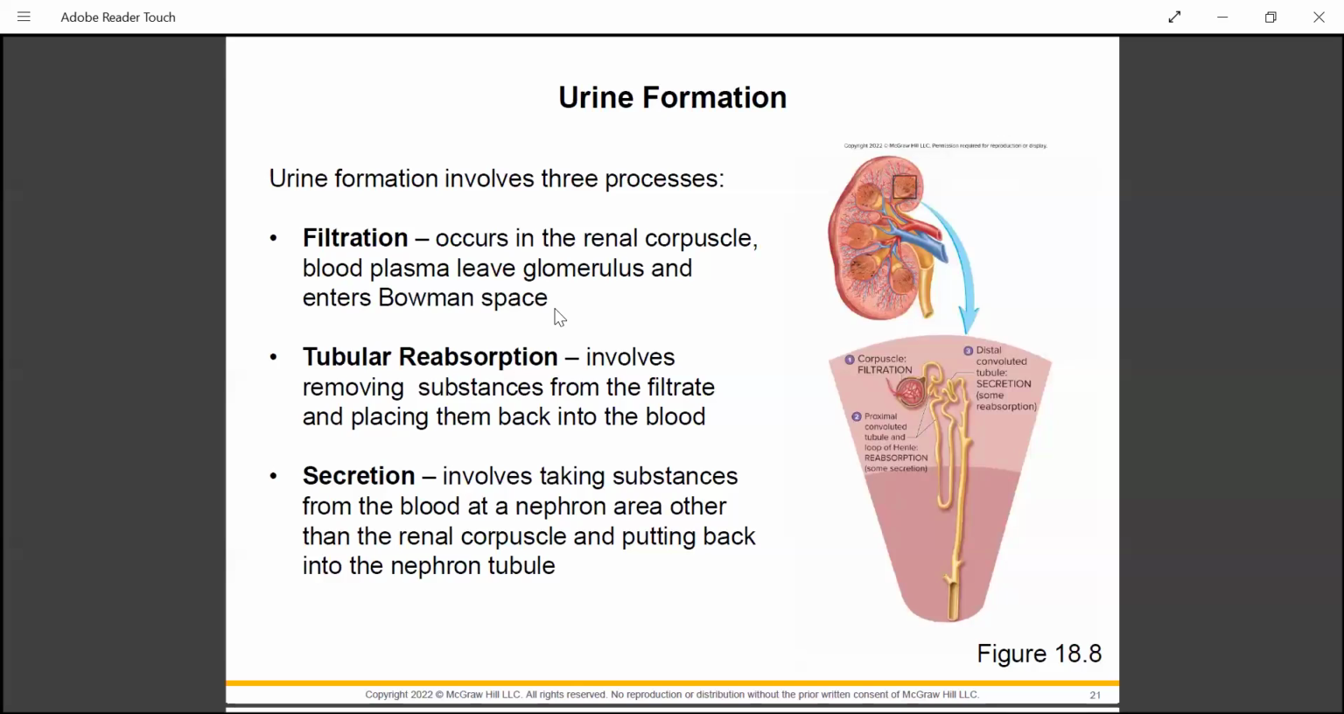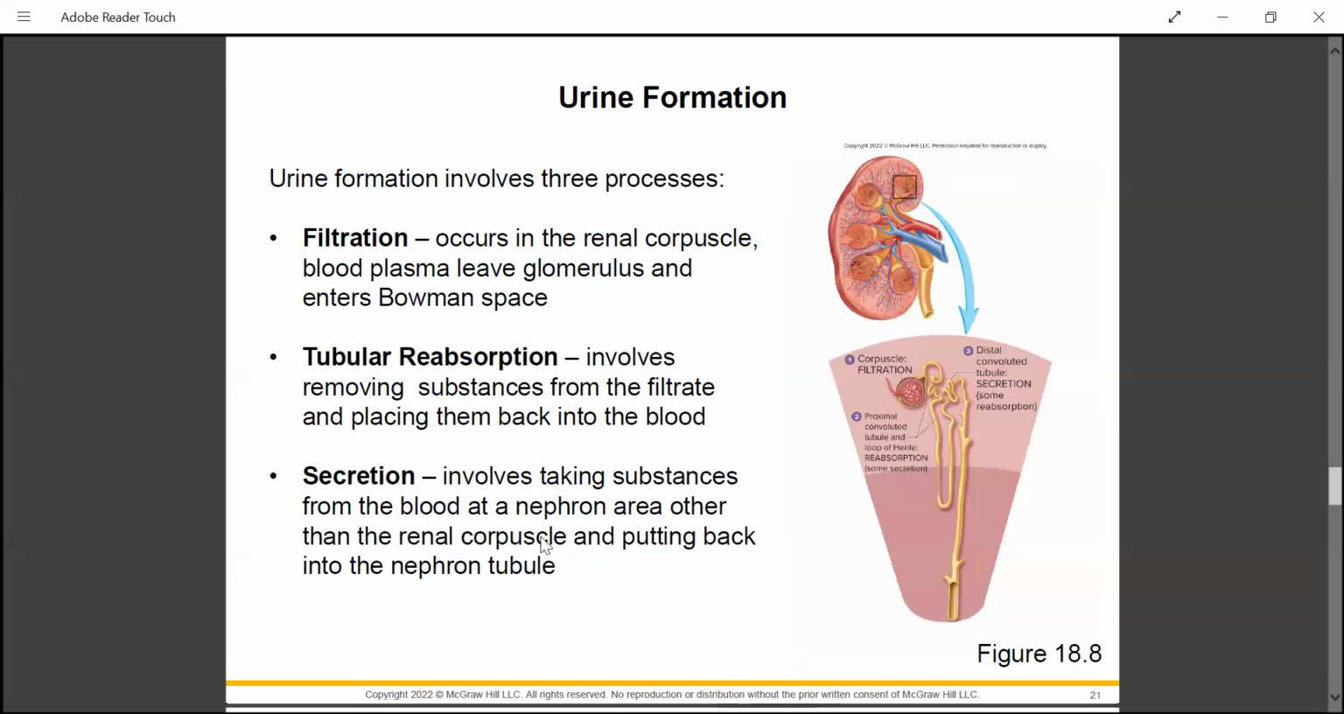We have tubular reabsorption. So this is where we are going to remove substances from the filtrate. So remember, our filtrate is what we just made. This is going to go from the filtrate back to the blood. So we're reabsorbing them. We already absorbed them once into the body. We then push them into the filtrate. Now we're going to reabsorb. So most of the solutes that are pushed out of the glomerular capillaries in filtration, most of that stuff we can use in the body. So we're going to reabsorb it.